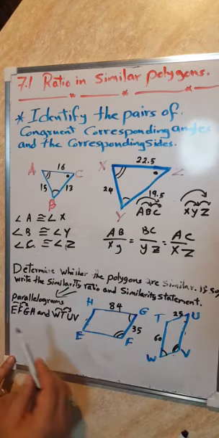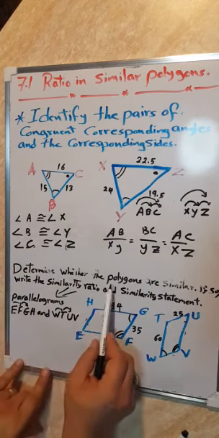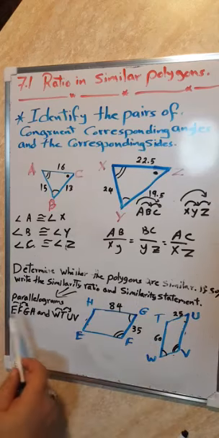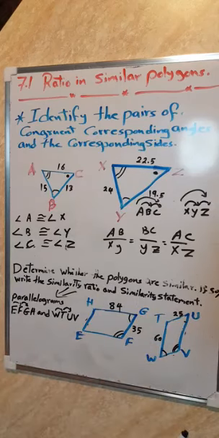Second concept here: determine whether the polygons are similar. If so, write the similarity ratio and similarity statement.